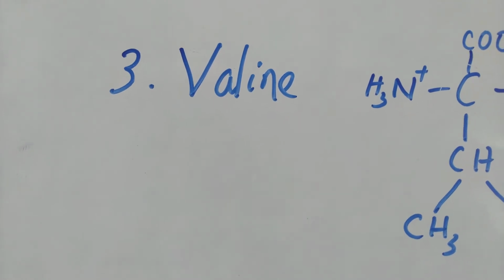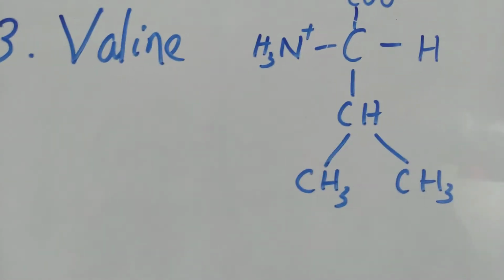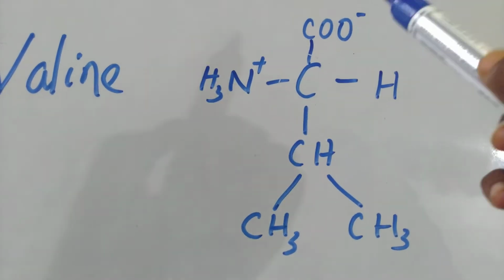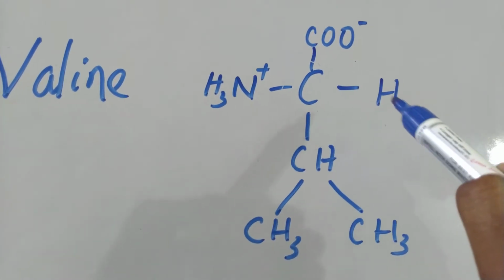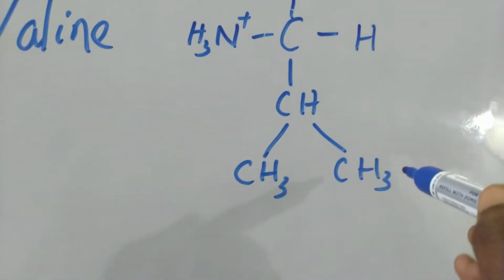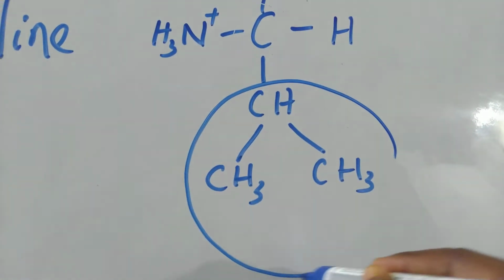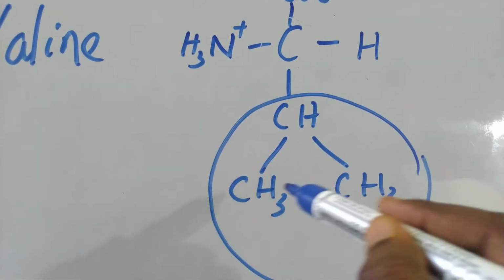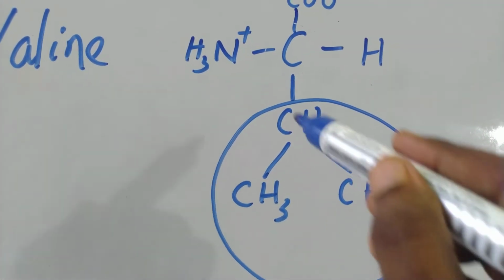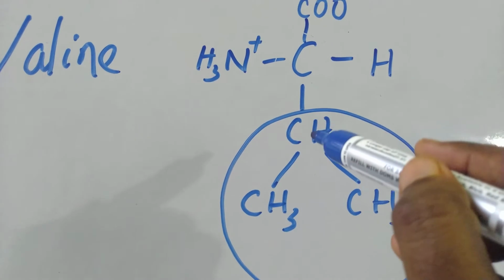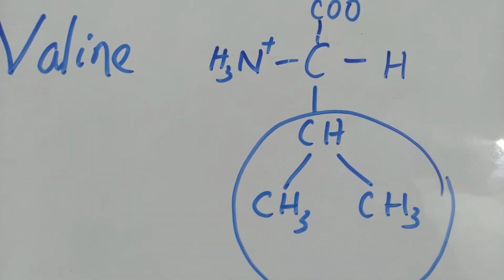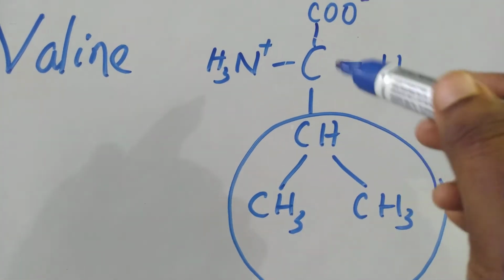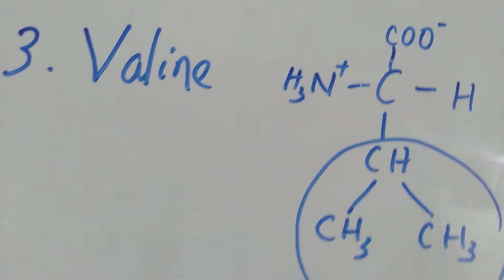So the next one is valine, and in case of valine you can see there is the same carboxyl group, 1 hydrogen, 1 amino group, and another is 1 isopropyl group. This is a propyl, right? CH3CH, and as the carbon is attached to the second carbon of propane, this is isopropyl. So this is valine.